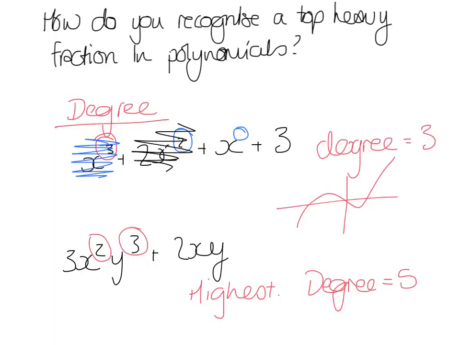So a top-heavy fraction is one where the degree of the numerator is bigger than the degree of the denominator. So where you've got a quadratic on the top and a linear on the bottom, you would kind of recognise it, but there is a formal piece of terminology you can use to describe it.